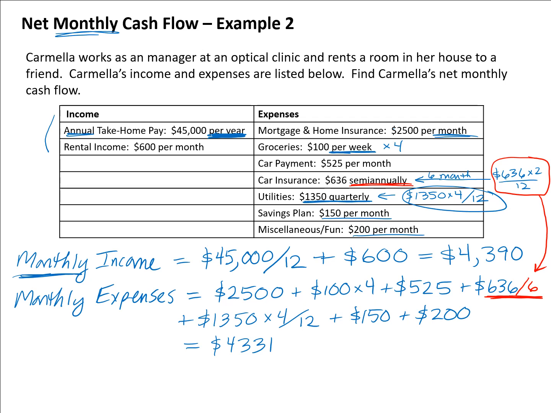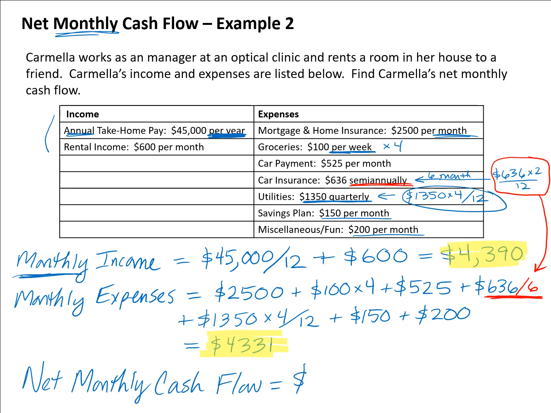So now when we look at Carmela, we know that she has a monthly income of $4,390 and monthly expenses of $4,331. So I can then find her net monthly cash flow by subtracting those two amounts. We always subtract the expenses from the income. So we start with the income, $4,390, and we subtract $4,331. And this will give us a positive $59. Because it's a positive, it means that she has that left over each month. That's extra money that she has.